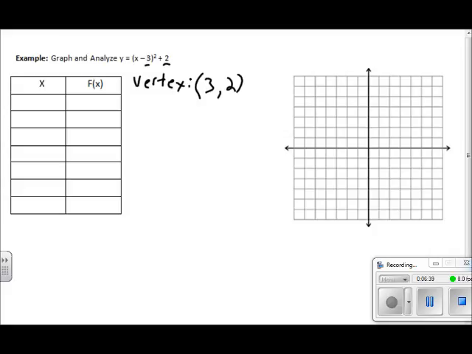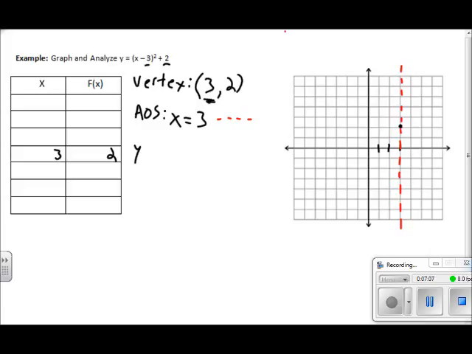So we can plot that point right away. 1, 2, 3, 1, 2. There's our vertex. We can also put that on our chart right away: 3, 2. Other things we want to look at: the equation of the axis of symmetry would be x equals 3, which I found right there. So we would draw that line, x equals 3, right down the side there.